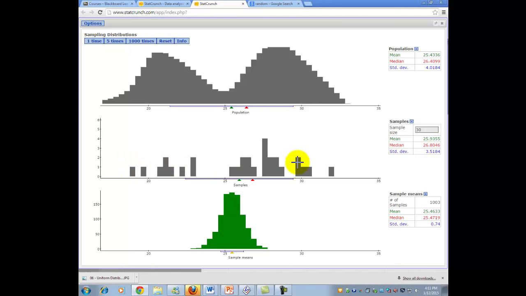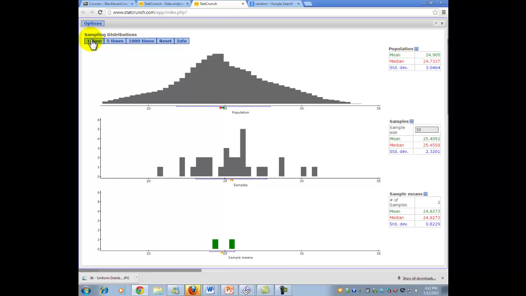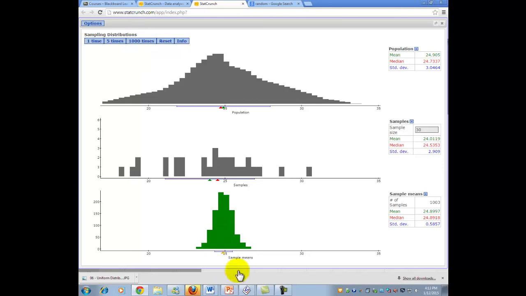There we go. So it's almost 25 years of age here. And if we pull a sample out, another sample, do it 1,000 times, you can see here that the mean of this distribution again lines up exactly with the balance point and mean of the population up there. Standard deviation here is quite large, at a little over 3 years, and down here just a little over half a year. So I want to go back to the PowerPoint and talk in general about what's going on.